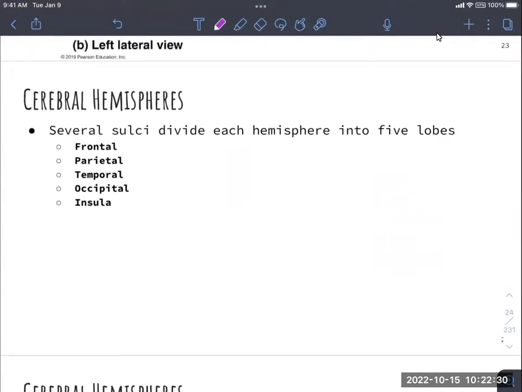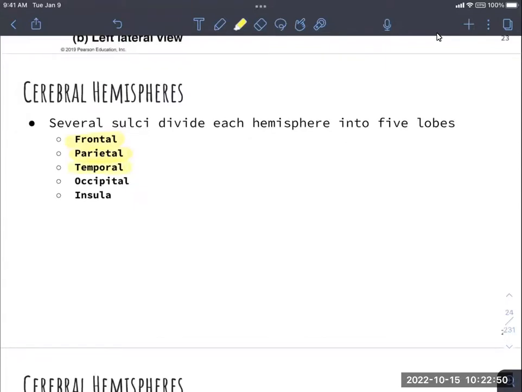So each of our hemispheres are divided even further. This is why we learned the bones of the skull. There's a reason for that. Frontal lobe, of course, that's going to be underneath the frontal bone. Parietal lobes, those are under the parietal bones. The temporal lobe, well, that's under the temporal bone. And the occipital lobe, that's underneath the occipital bone. They relate. The one other part we have is called the insula.